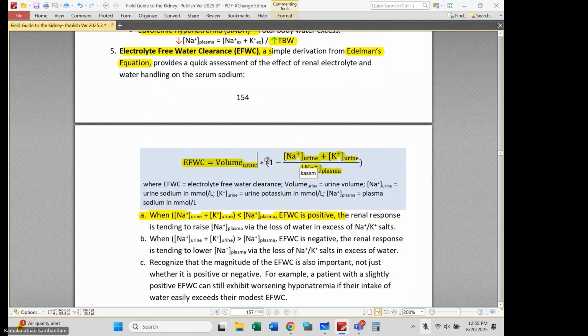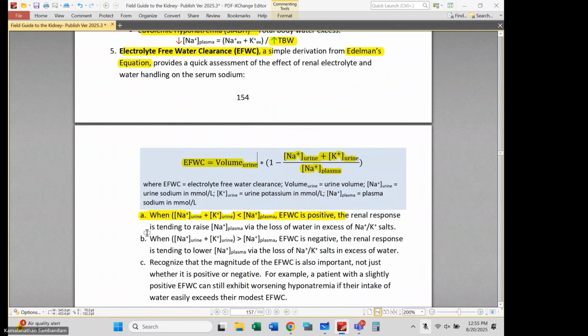It's 10% of my urine volume. If I'm excreting 10 liters of urine, only 1 liter of that is free water clearance. So that may still be relatively small. Okay, so magnitude matters. We often just say this is a positive, negative. It's a binary thing. Positive free water clearance, boom, consult done. Magnitude matters is the point I'm trying to make.